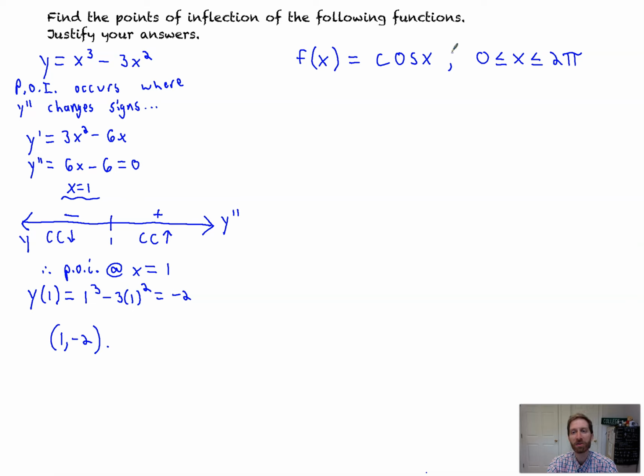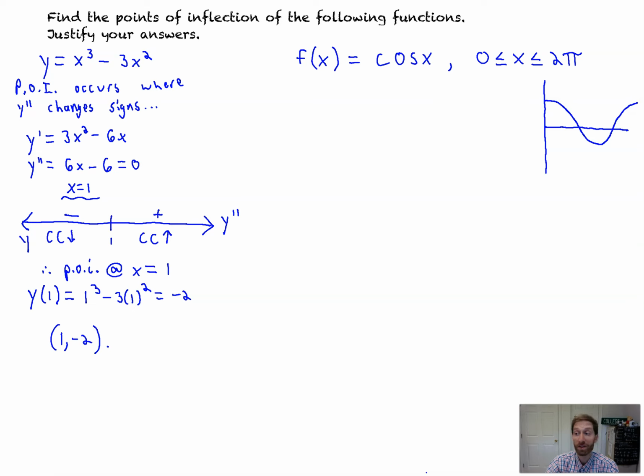F of x equals cosine x. We're going to find the POI on this interval, because cosine's got a lot of points of inflection. I mean, imagine it's just a wave function, right? Again and again and again. So we're just going to look only from 0 to 2 pi, because that function's going to go like that, roughly, right? So we're going to have a couple of POIs, though. Let's figure out where they are.